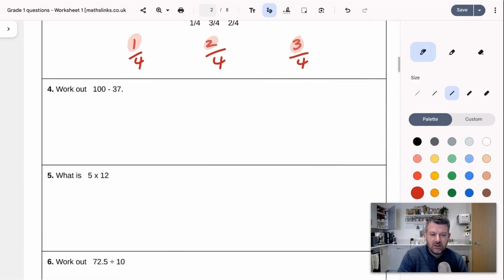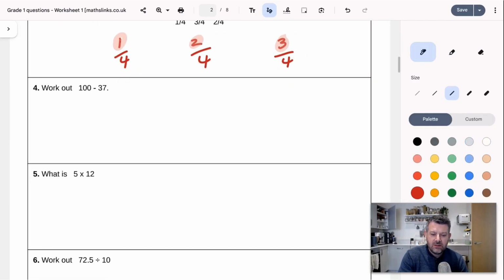Something like this, 100 take away 37. Obviously, we could use the column method and borrow, but what we should really be thinking is, particularly in your head, what do you add on to 37 to get to 100? Well, if we add on 3, we get to 40, and then on to 40, you add on 60. So 63 would be the answer there.